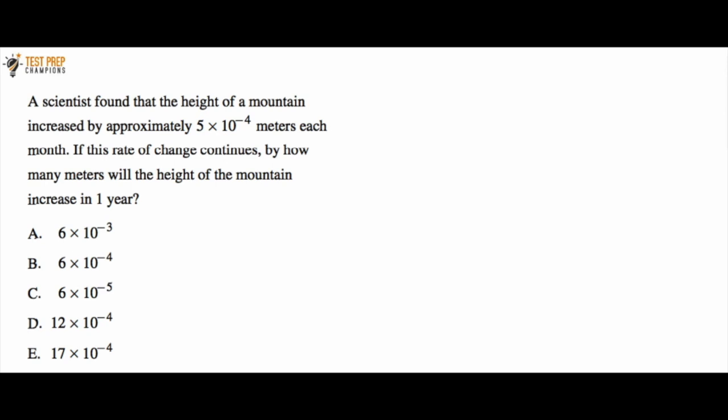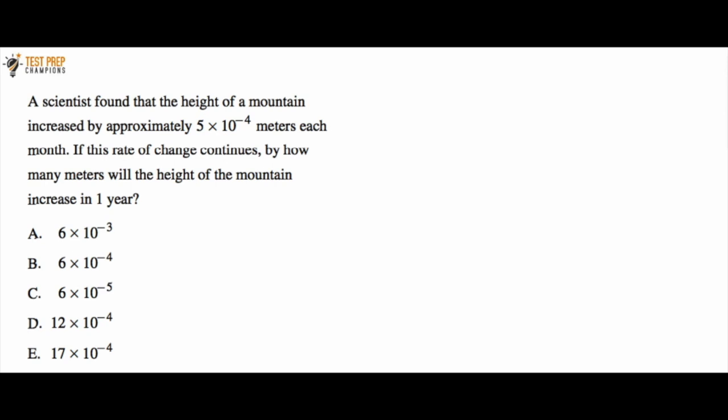If this rate of change continues, by how many meters will the height of the mountain increase in 1 year? A. 6 times 10 to the negative 3. B. 6 times 10 to the negative 4. C. 6 times 10 to the negative 5. D. 12 times 10 to the negative 4. Or E. 17 times 10 to the negative 4.